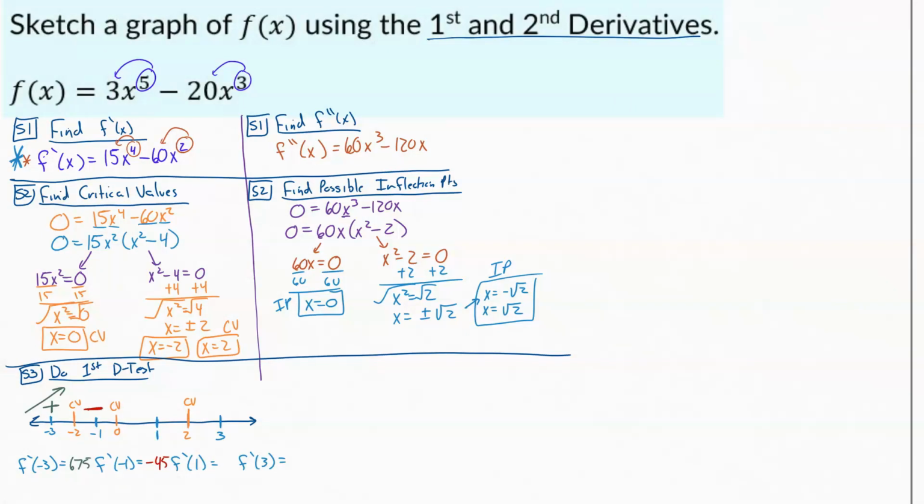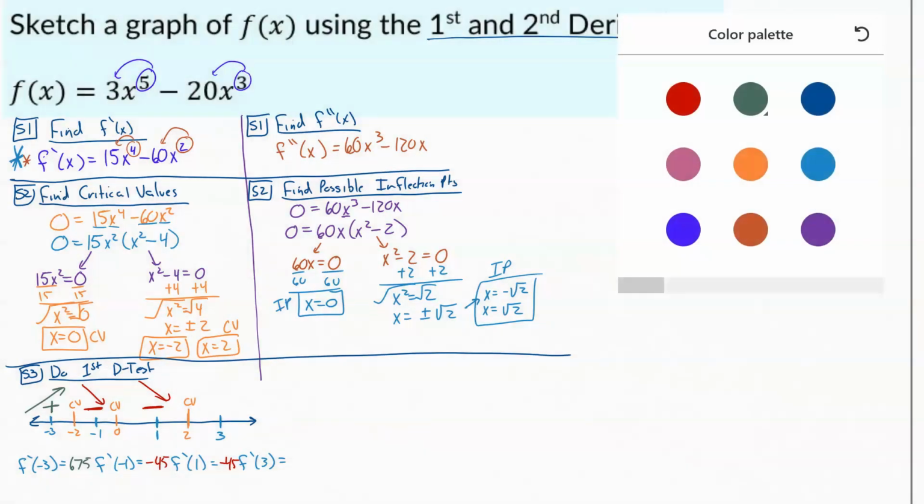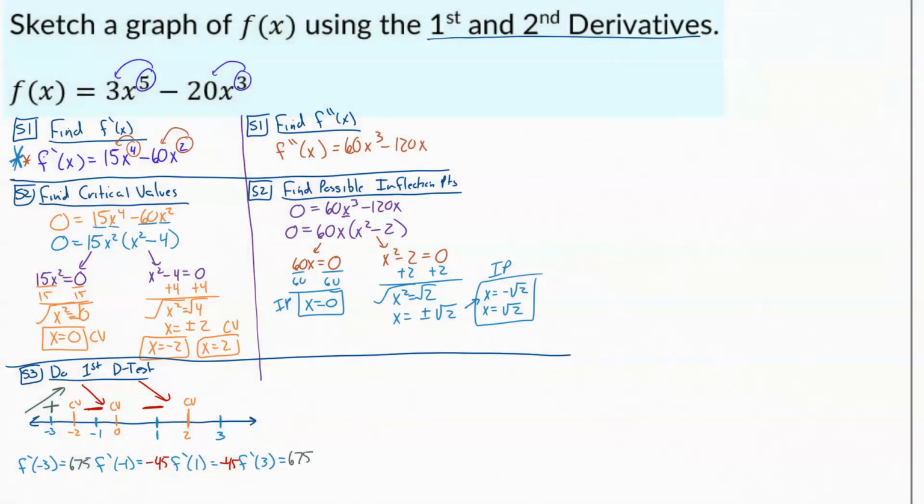I got a negative, so I put a negative, and I draw myself a little arrow right there. Plugging in 1 to our derivative, we again get out negative 45, put my negative sign, draw my arrow. And then on the last one, I plug in 3 and I get out a positive 675. And so I get a positive, and then that's going up. So there's my first derivative test.